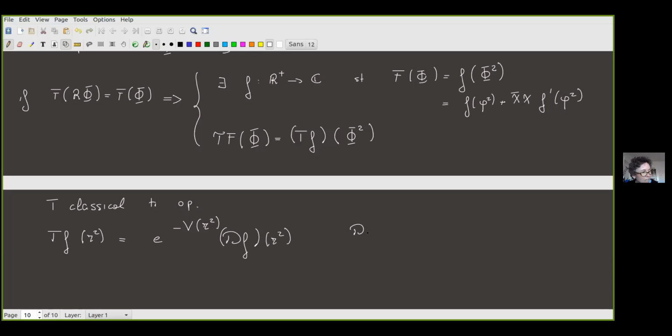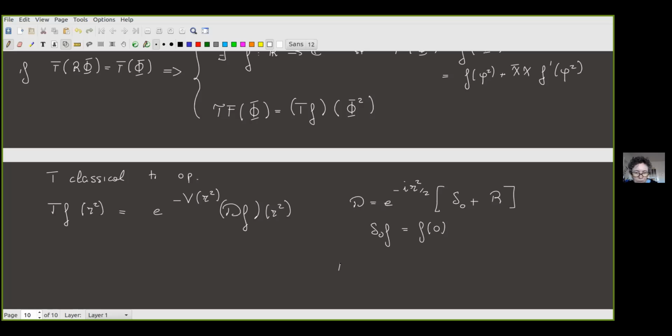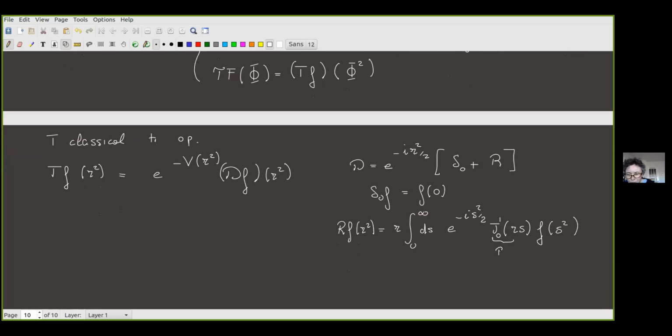So D is the following: exponential of minus i r square over 2 times delta 0 plus R. Delta 0 is just taking the value of the function at 0, and the operator R in R square is equal to little r, the integral between 0 and infinity, ds, e^(-i s square over 2), times a Bessel function computed in r times s, times f of s square. Okay, and this is the Bessel function.